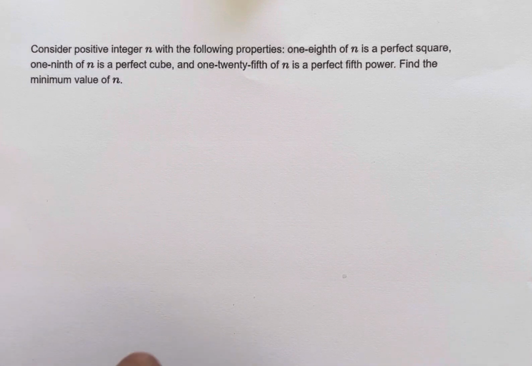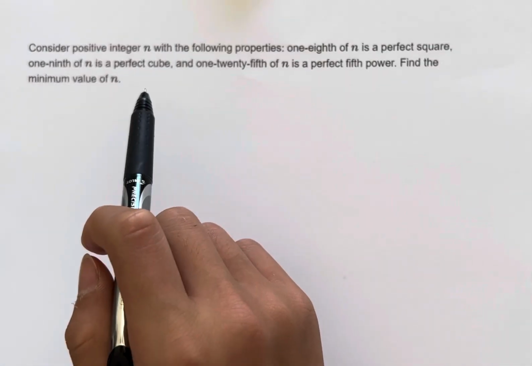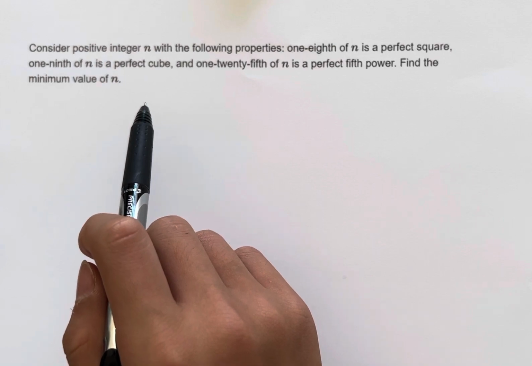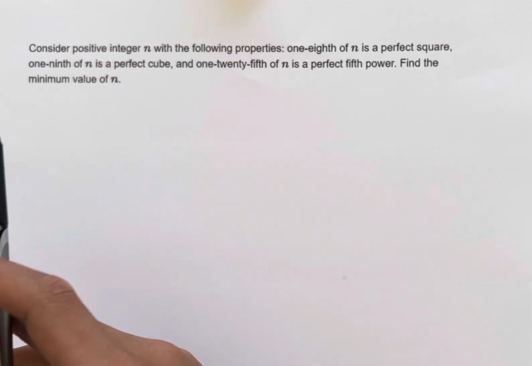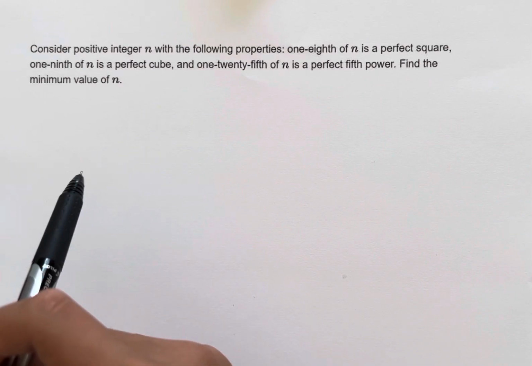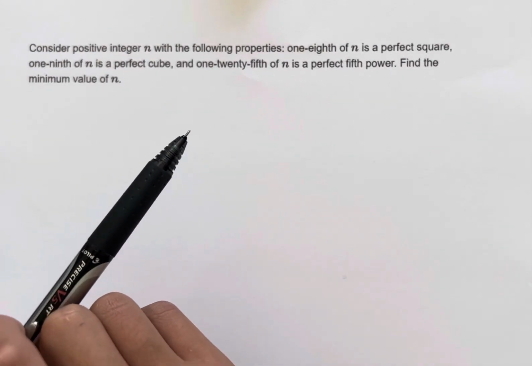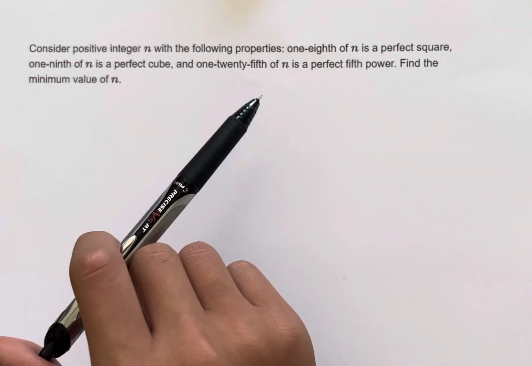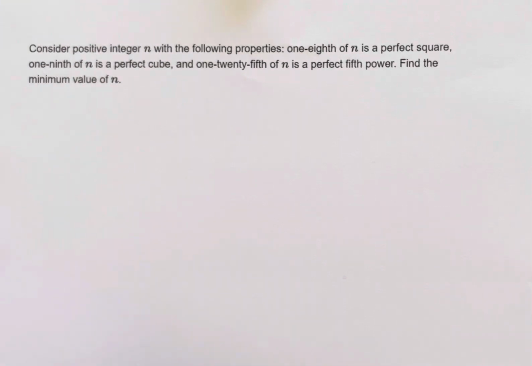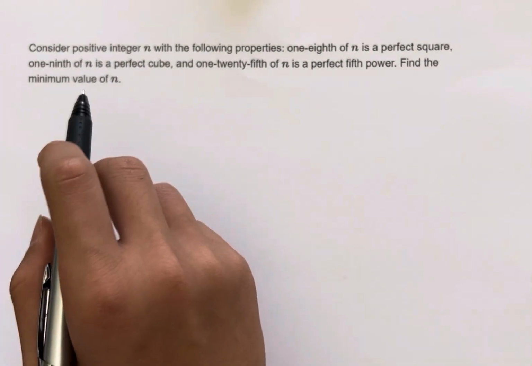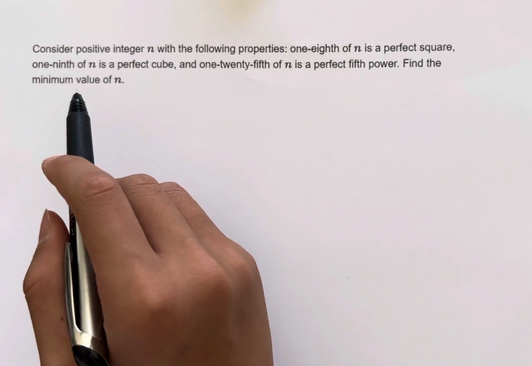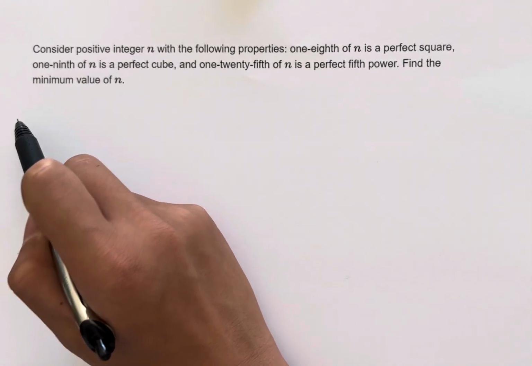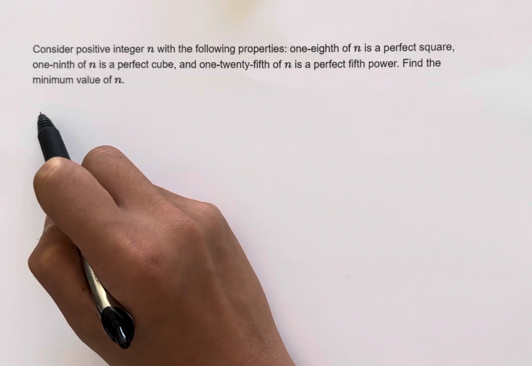So, we have this number n, and since 1/8 of it is a perfect square, 1/9 of it is a perfect cube, and 1/25 of it is a perfect fifth power, this means that it is divisible by 8, 9, and 25, obviously, because after dividing by 8, 9, and 25, you get integers. So, let's write out the prime factorization of n. We don't know the exact one yet, but it can help us understand n better.